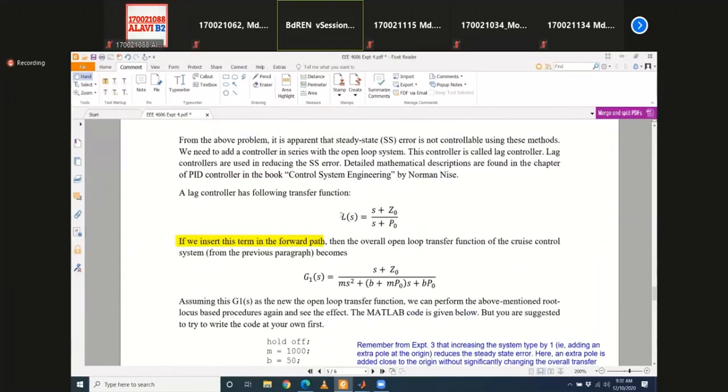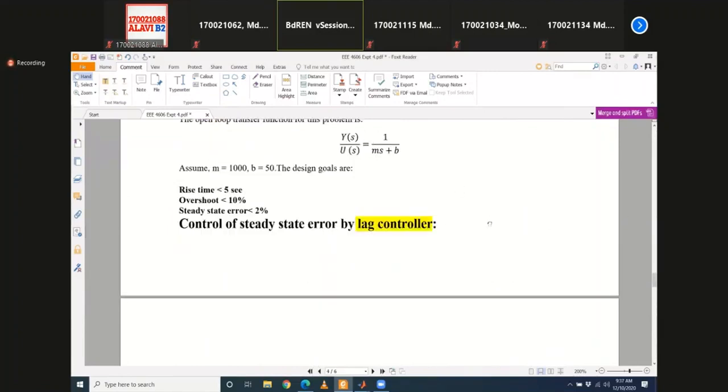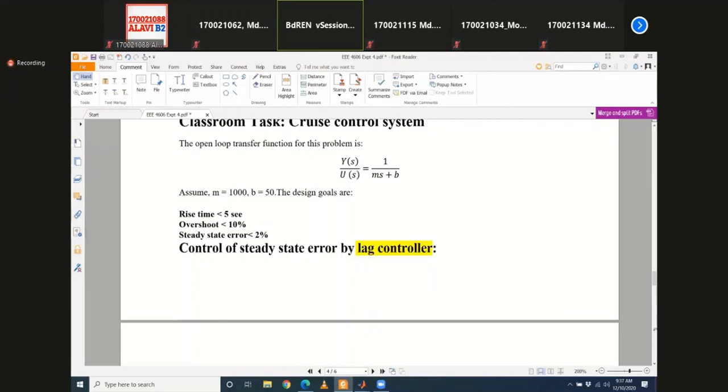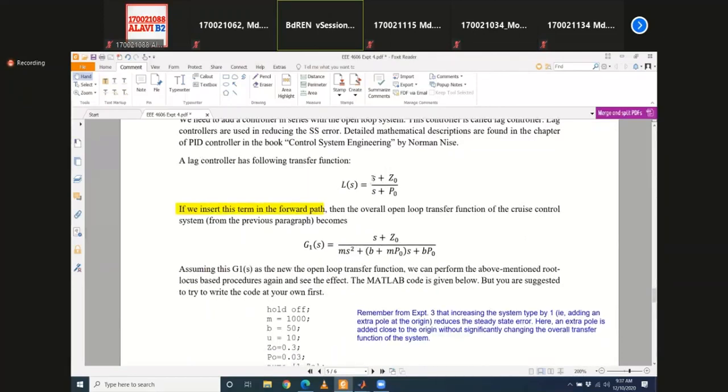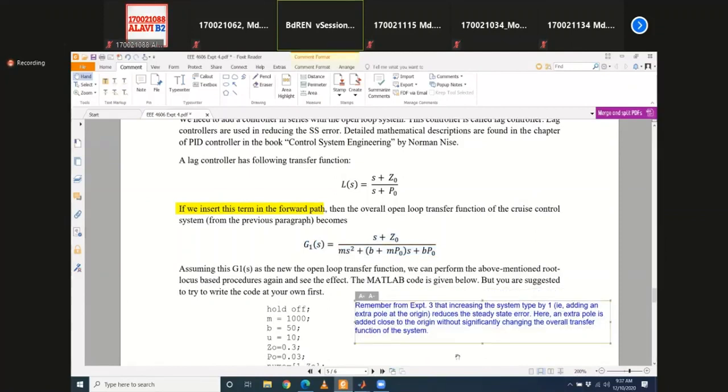Now, if we add the lag controller in series, this is the transfer function that we'll get if we multiply this with 1 by ms plus b. So we're studying this one, 1 by ms plus b. If you multiply 1 by ms plus b with this one, this is the overall transfer function. We have not added the gain k yet. This is without k, right? So this is the overall transfer function after adding the lag controller. Okay, so now let's see how the lag controller operates.